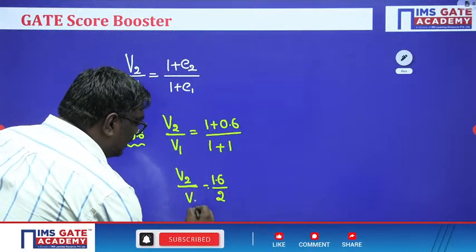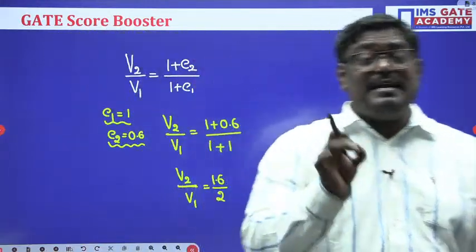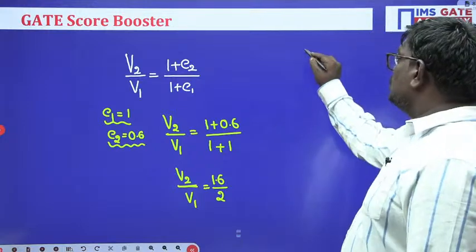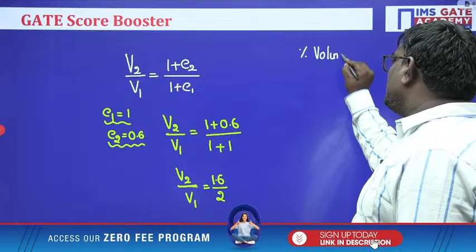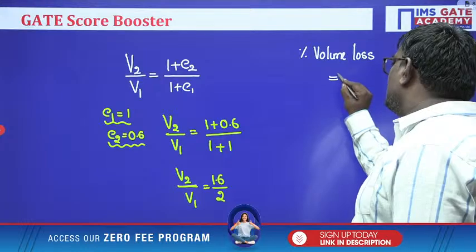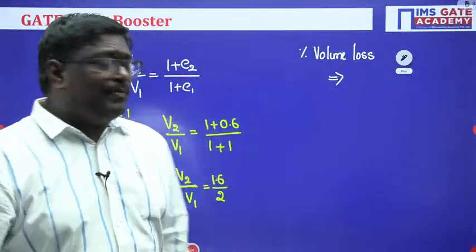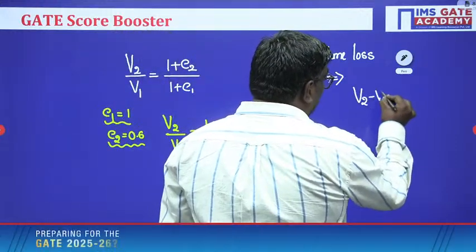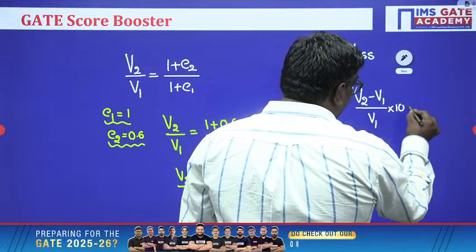V2 by V1 can be written as 1.6 upon 2. So, in this problem, he has asked what is the percentage of volume loss. If they ask you, my dear students, what is the percentage of volume loss? The percentage of volume loss is nothing but (V2 minus V1) upon V1 into 100.